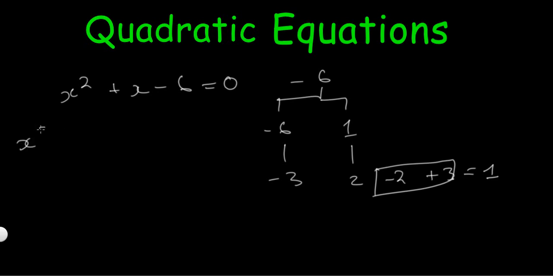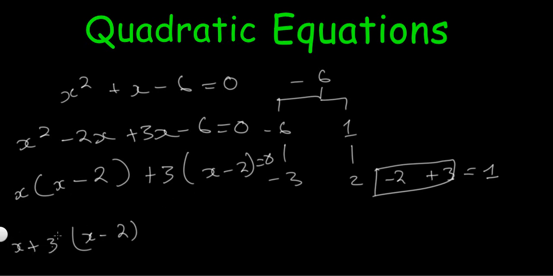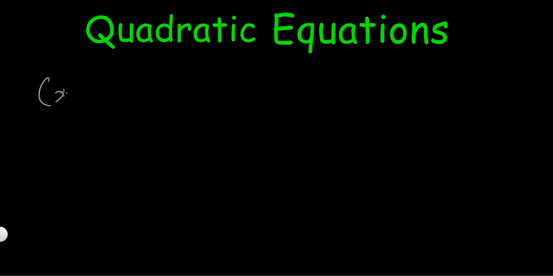Okay, so x² - 2x + 3x - 6 = 0. We're going to work fast here because we already know the whole procedure. We group them. In the first group, x is common: x(x - 2). In the next group, 3 is common, so 3(x - 2) = 0. Then we take the common bracket (x - 2) out: (x + 3)(x - 2) = 0.